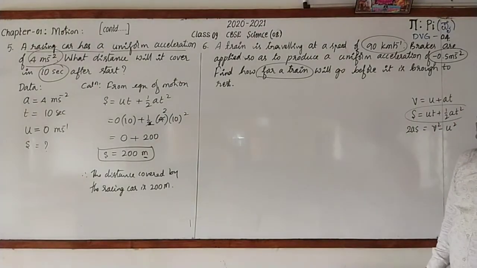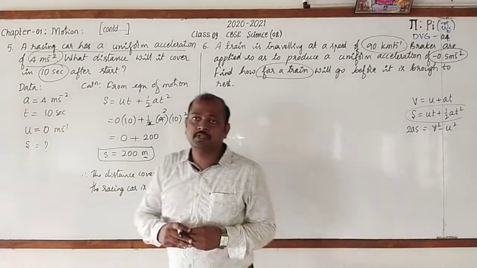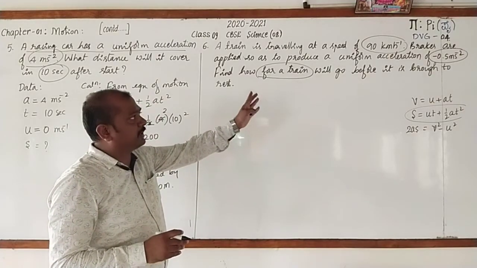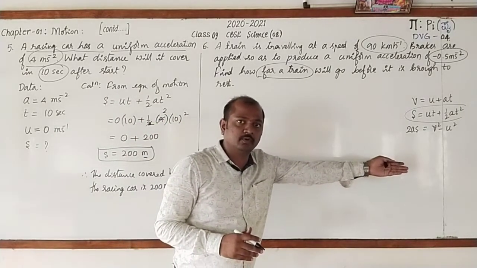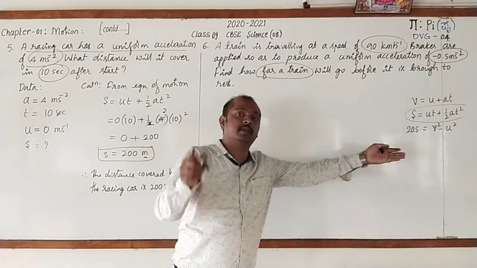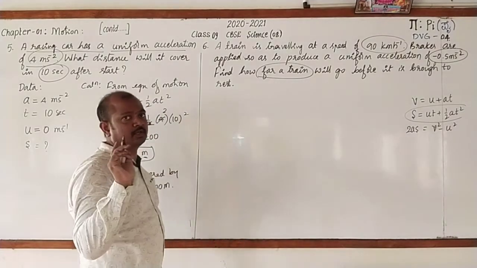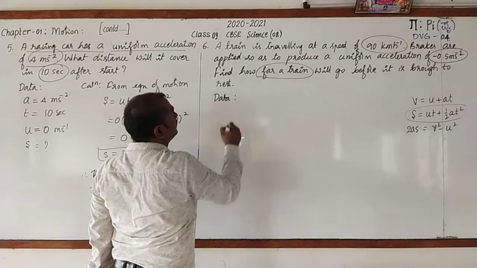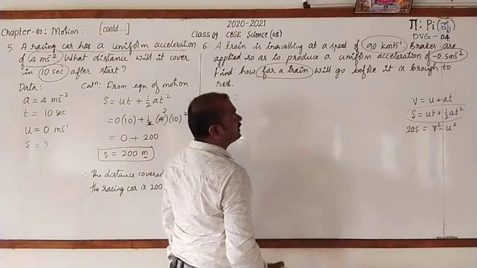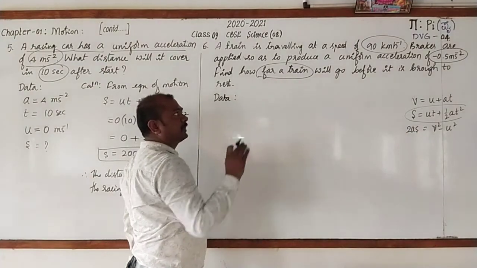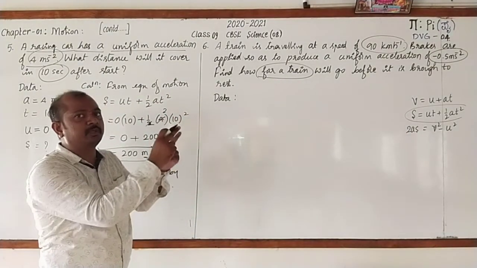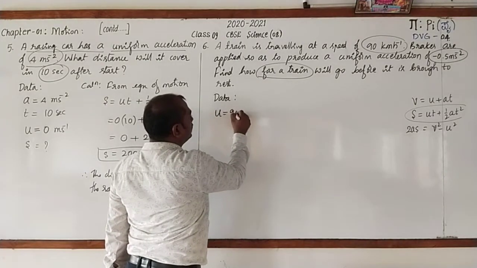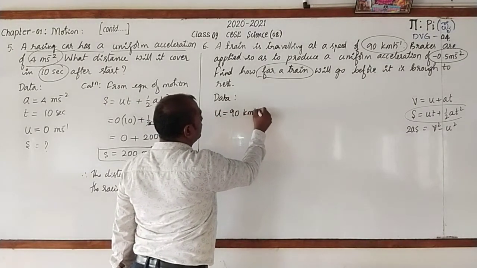Clear? After applying the brakes, finally it will come to rest. Then final velocity will be 0. Understood? Okay. Now, first let's go for writing data. A train is traveling at a speed of 90 km per hour. So this is the initial speed we have considered. So I write u equal to 90 km per hour.